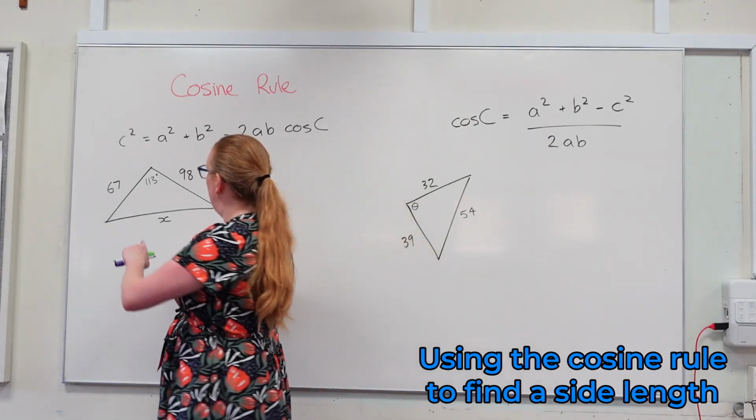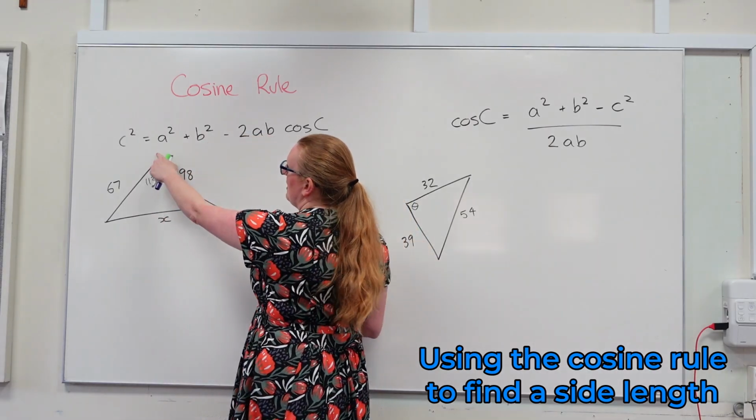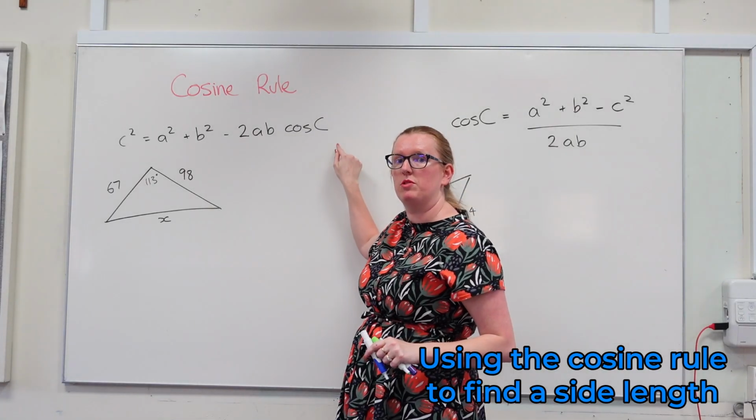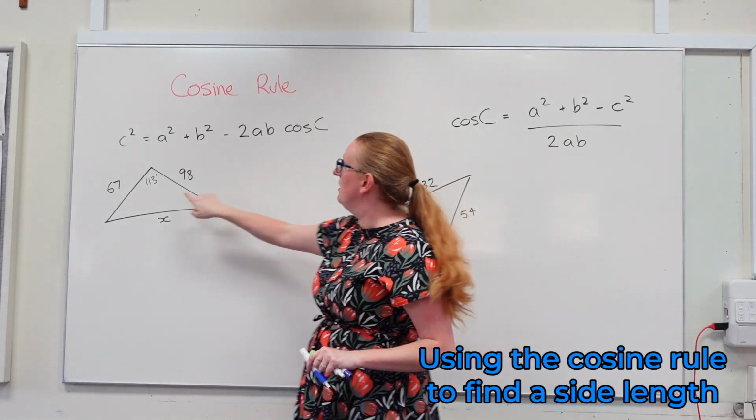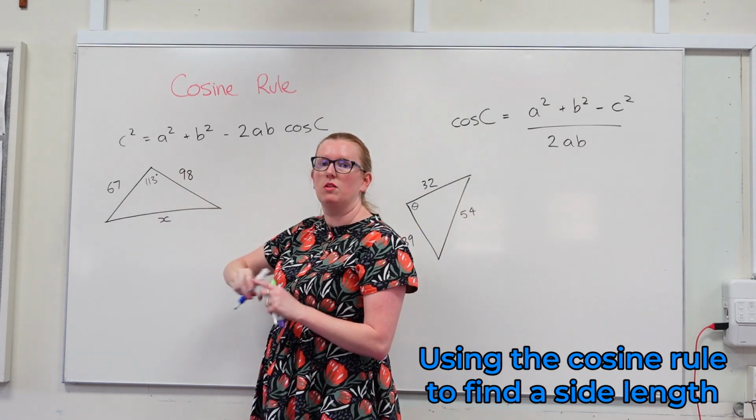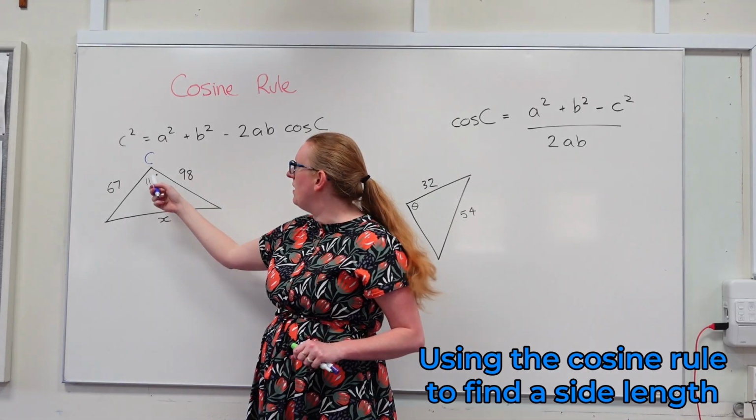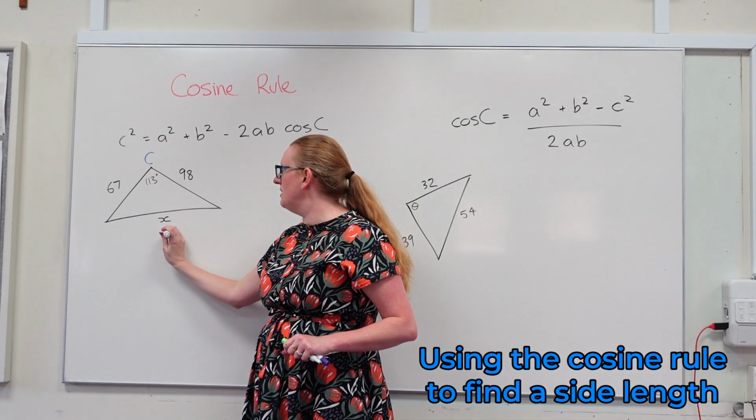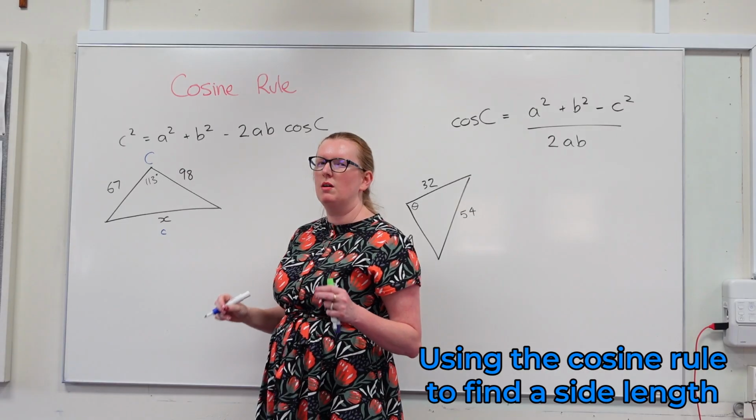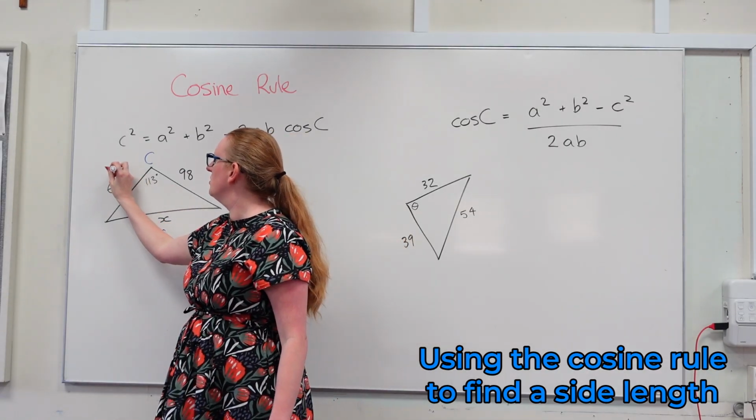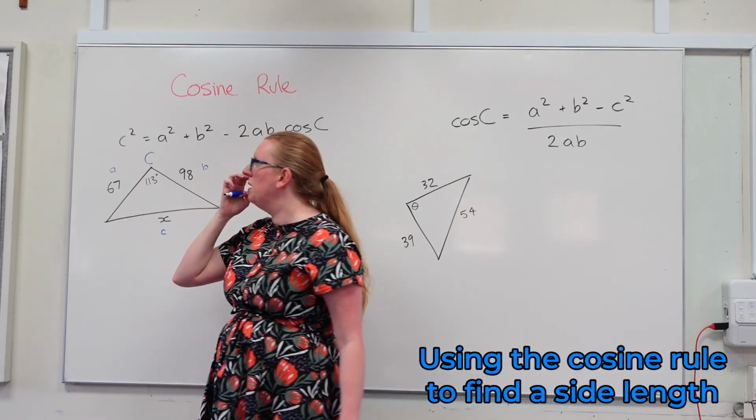Because you can see in the formula, the only capital letter that we're going to be using is capital C. That has to be the angle inside that we're using. So we're going to call this one C, which means that the side directly opposite is going to be little c. When it comes to little a and little b, it doesn't really matter. Let's just call this one A, and this one B.